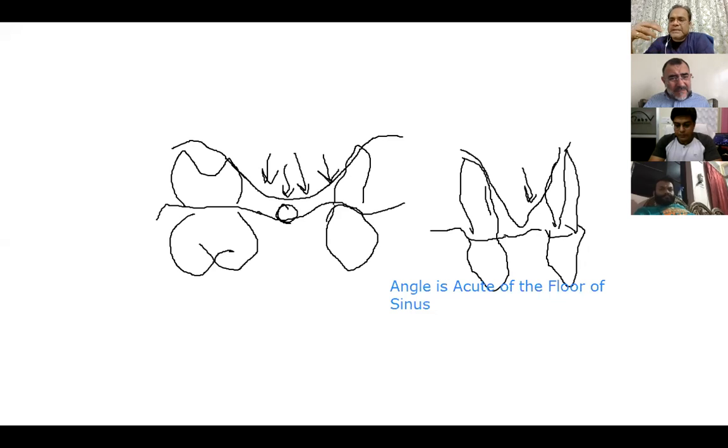But when you are placing a xenograft and then simultaneously you are placing an implant, what is the bone implant contact ratio? Because xenograft is osteoconductive. Definitely it is not going to integrate with the implant surface directly.